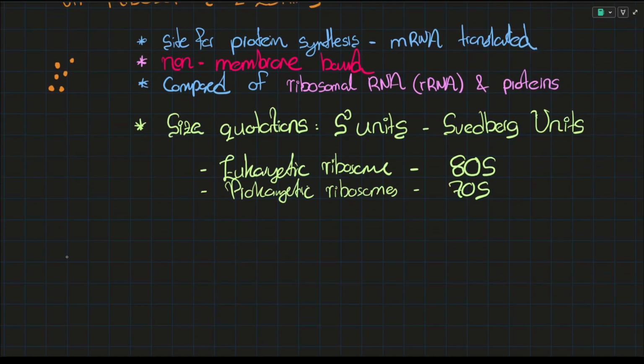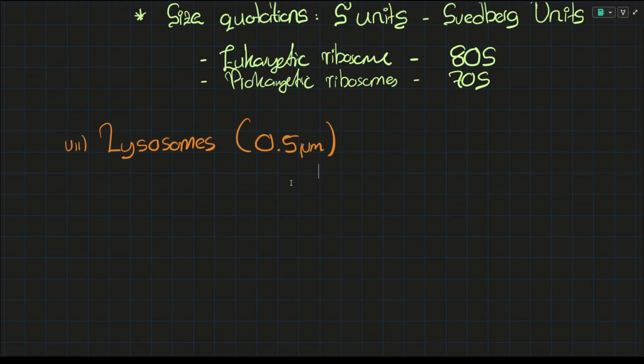Jumping onto a similar thing, number 5, 6, 7, lysosomes. Lysosomes are also not that large or that small, 0.5 micrometers in size. Here's the deal about lysosomes. They are not non-membrane bound, but they are single membrane bound.